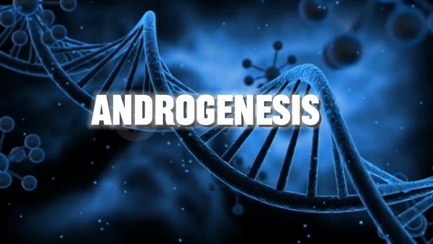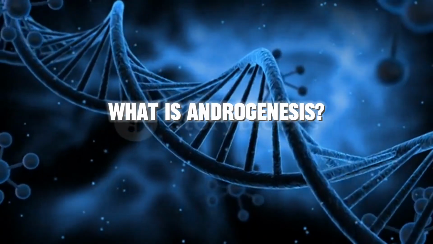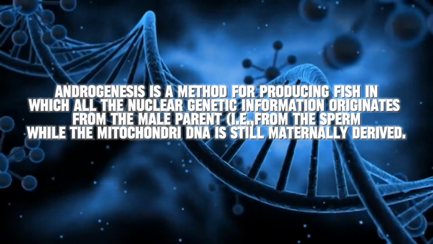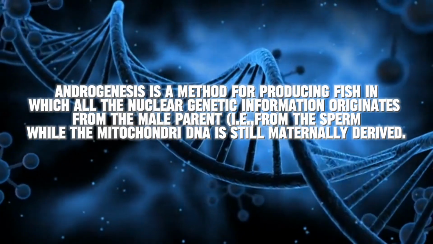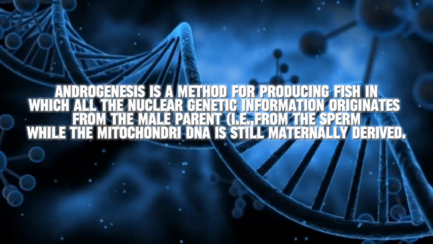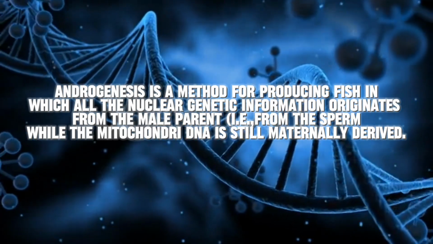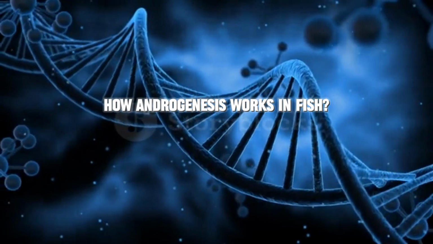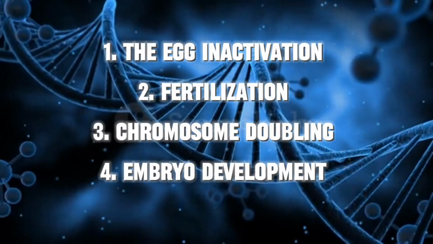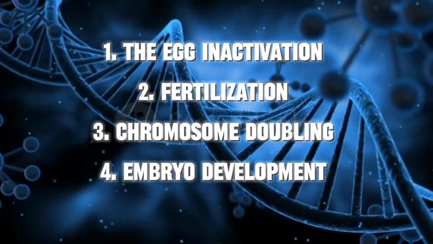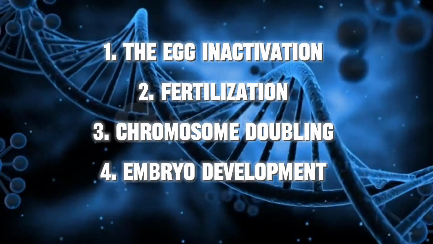So next is androgenesis. So what is androgenesis? Androgenesis is a method for producing fish in which all of the nuclear genetic information originates from the male parent, or from the sperm, while the mitochondrial DNA is still maternally derived. So how does androgenesis work in fish? It works through egg inactivation, fertilization, chromosome doubling, and embryo development.